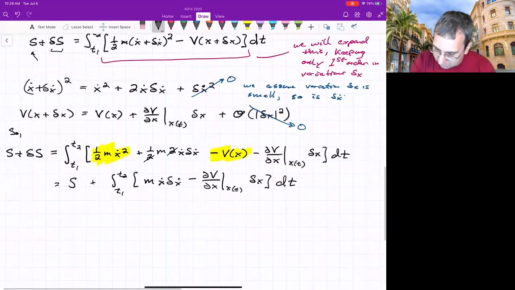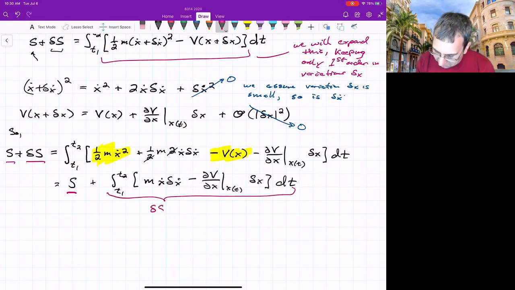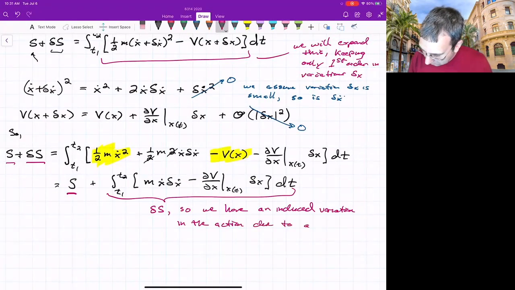So I have this thing. From the left-hand side, this is S plus delta S. Well, I have S here. So in some sense, what am I left with? This thing is delta S. So we have an expression for the induced variation in the action due to the variation in the path.